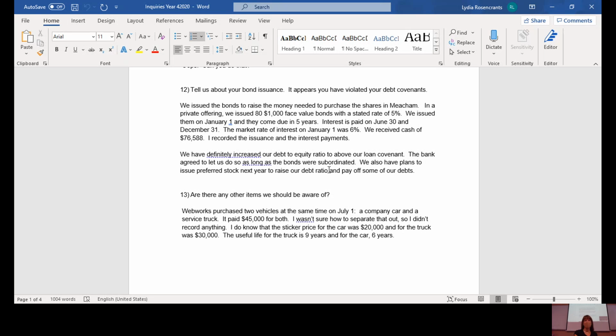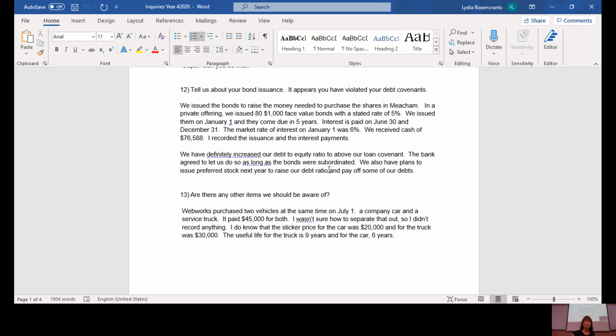So Mike tells us that they issued the bonds to raise the money needed to purchase the shares in Meacham, in a private offering. So this actually wasn't on the bond market. Okay, so this one wasn't public, but it was still an issuance to more than one lender. Okay, so this was a private offering.